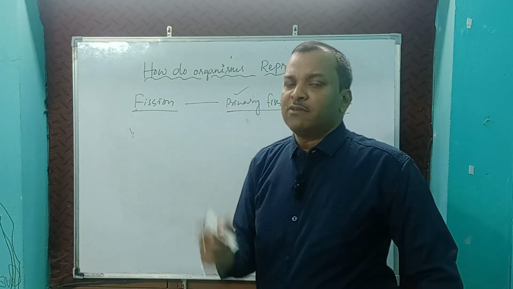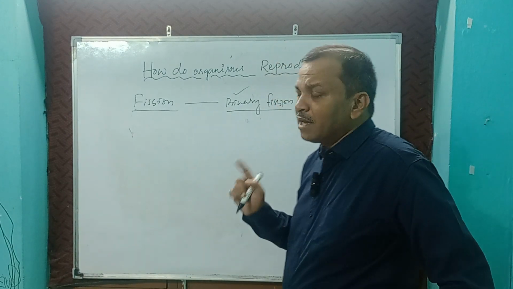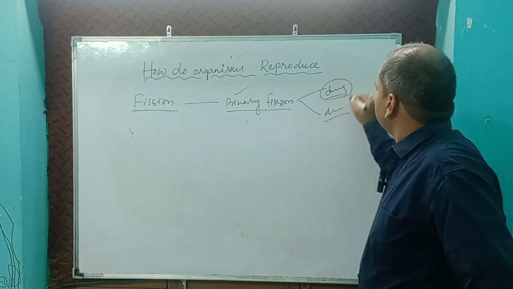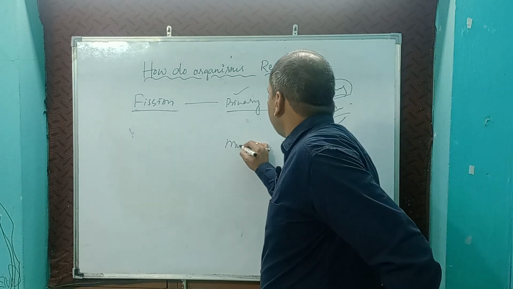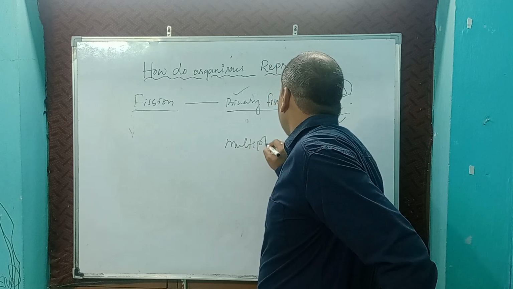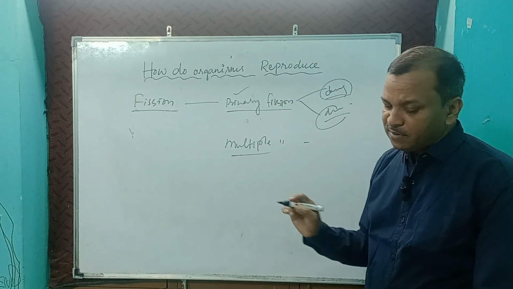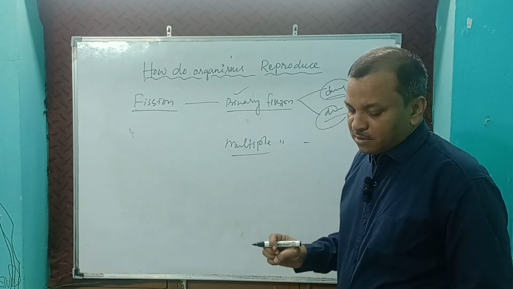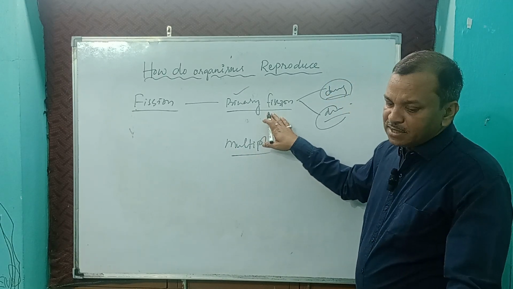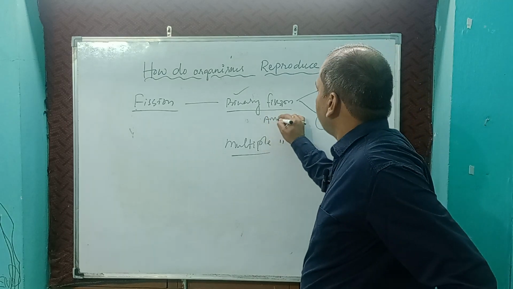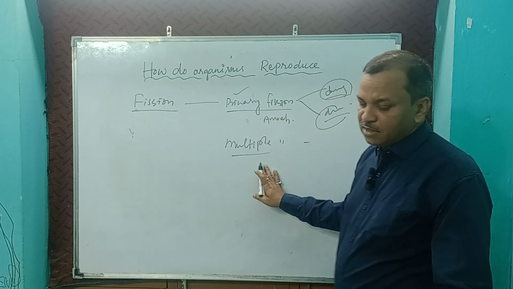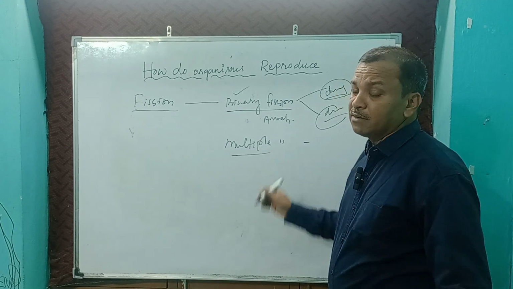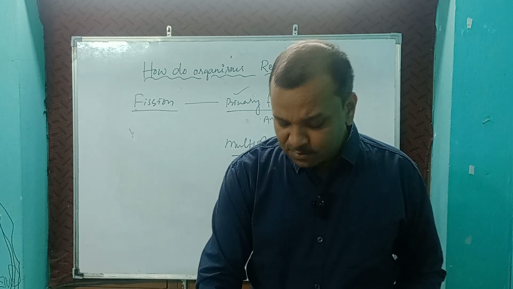Asexual reproduction obviously requires only one parent, so it is a single parent. The single parent will divide into two, so two daughter cells will be available. Next one is multiple fission. Multiple fission divides into many daughters. In binary fission, amoeba is the example. In multiple fission, you can give plasmodium as the example. From one plasmodium, many plasmodium can occur.